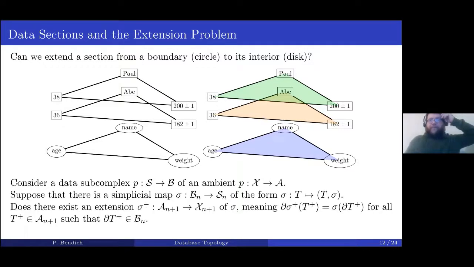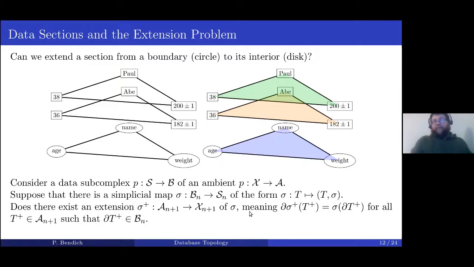So basically just phrasing it this way, considering a data subcomplex of an ambient, if I have a simplicial map taking the n skeleton downstairs, in this case that I'm talking about, n would be 1, that says each attribute list downstairs gets a table upstairs. Does there exist an extension? And hell, let's just go all the way to n plus 1, as in if I had more data, in this case a and b are the same, that agrees with what I had before.